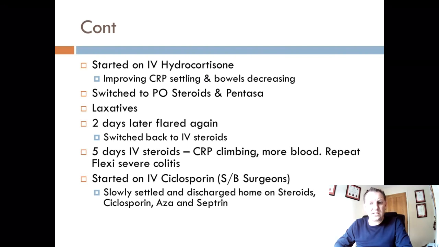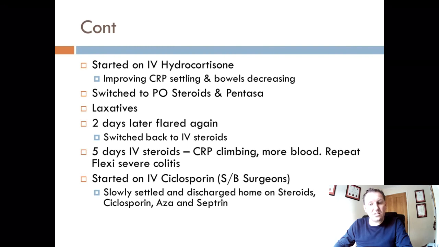Now at this point we elected to start intravenous cyclosporin as our rescue therapy, and he was seen by the surgeons, and we didn't have very high hopes for this really, because we were already a number of days into his course of treatment without being any better. But actually he responded nicely to intravenous cyclosporin, and slowly things started to settle down. And he was discharged home on steroids, cyclosporin, azathioprine, Septrin.